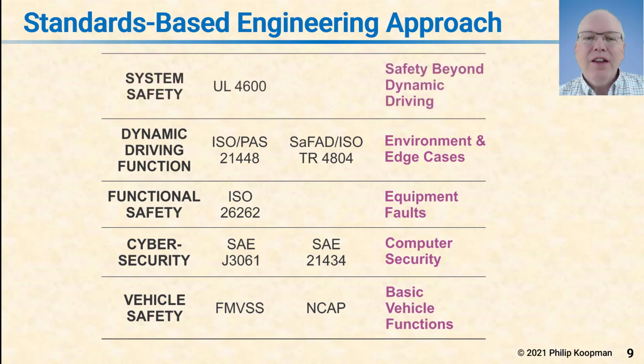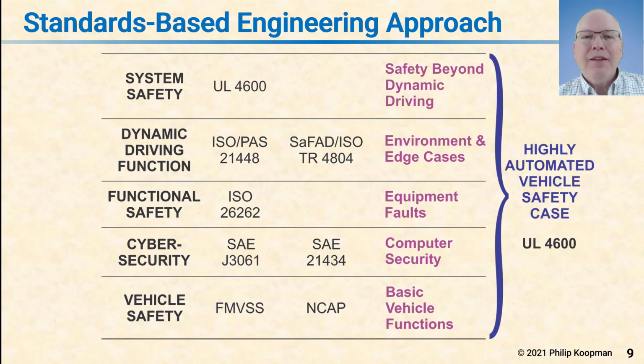Beyond driving safety, UL 4600 addresses system-level safety for the entire vehicle, including non-driving functions, and is designed to work in concert with the other standards shown here. Beyond providing a scope for consideration of system safety, UL 4600 also shows how to make a highly automated vehicle safety case to make sure that nothing was left out that's relevant to safety when applying the other standards.